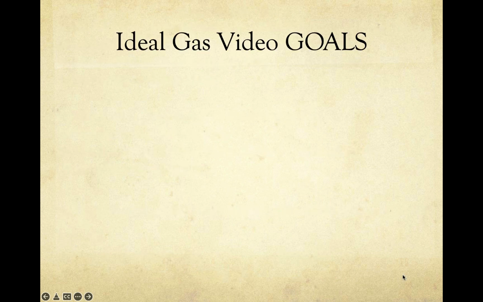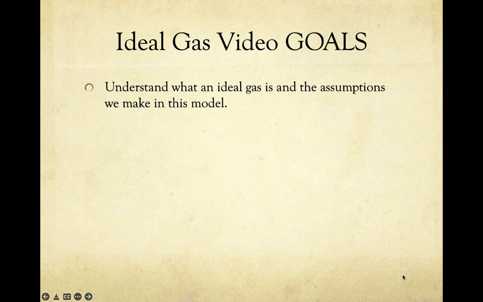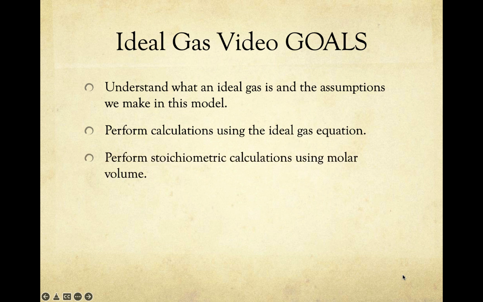That brings us to the end of this video. Let's review our goals. First, we looked at what an ideal gas is and the assumptions we make in the ideal gas model. Then we learned how to perform calculations using the ideal gas equation, or PV equals nRT. And then we learned to perform stoichiometric calculations using molar volume, 22.4 at STP.